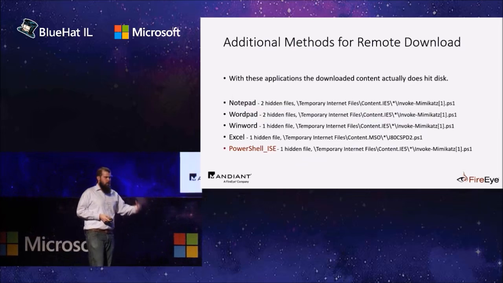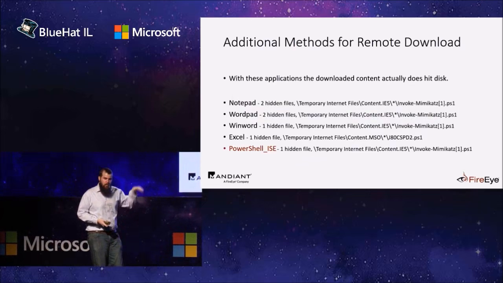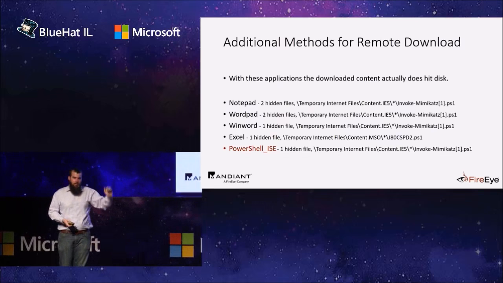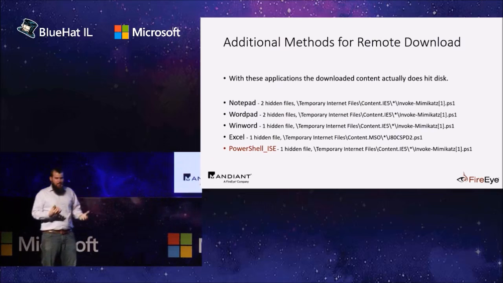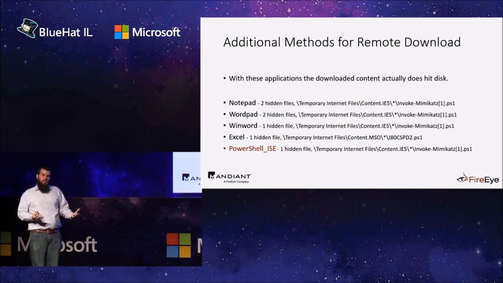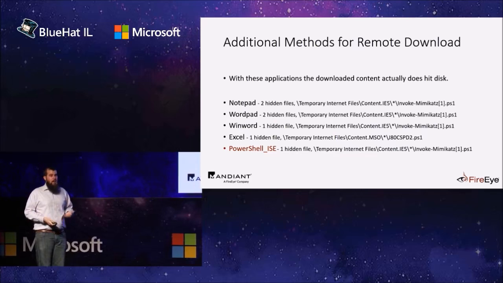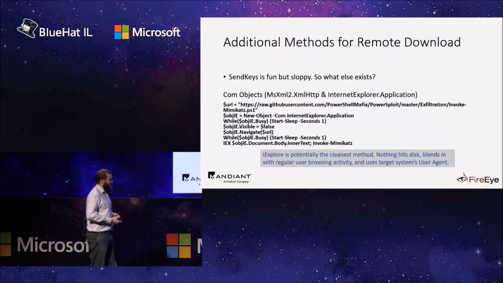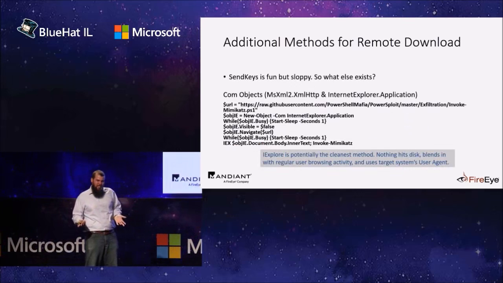Excel actually changes it to a random name. But there's other indicators like recently opened files in Word or Excel. If you do this method, you'll actually start to see those links pop up to the user. So not the cleanest method, but there's a lot of other forensic artifacts you can look for as a defender that may help you out if you suspect this is being used. So again, SendKeys, kind of funny, a little sloppy.